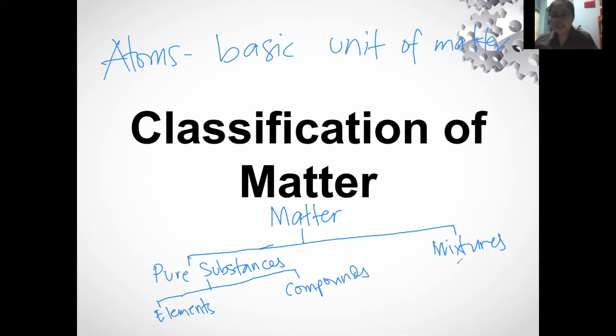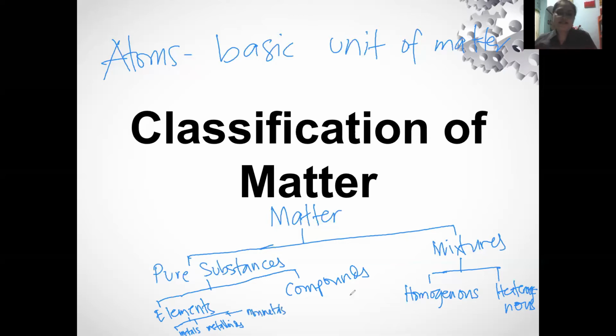Mixtures are further divided into two: homogeneous and heterogeneous mixtures. That's how we classify our matter. And I want you to take note that elements can be classified into three: metals, in the middle the metalloids, or we simply call them semi-metals, and then we also have non-metals.